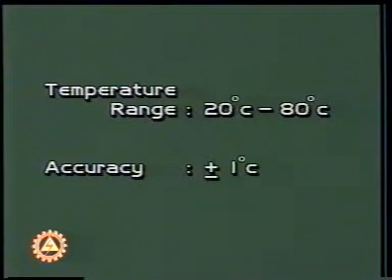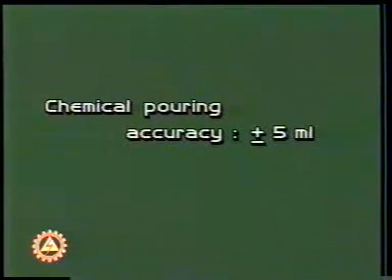The process temperature range for the system is 20 degrees Celsius to 80 degrees Celsius, whereas the temperature measuring accuracy for the system is plus minus 1 degree Celsius. The accuracy in pouring the chemical in the process is plus minus 5 ml.